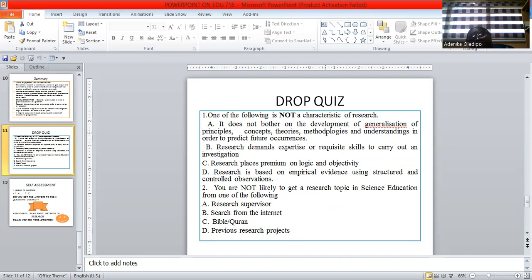The second one is: you are not likely to get a research topic in science education from one of the following sources. A, research supervisor. B, search from the internet. C, Bible, Quran. D, previous research projects. Write down your answers. You have just 2 questions.